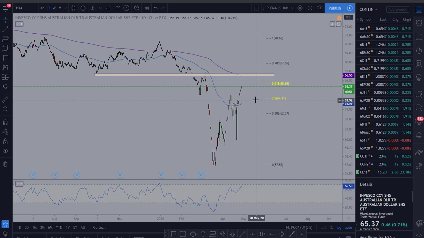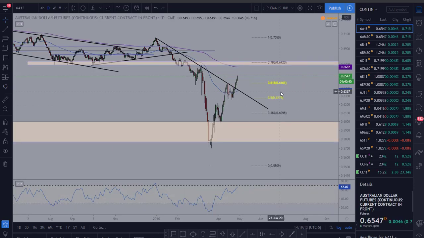So that's what we're looking at on the Australian dollar. We get excited when we see high probability seasonal patterns as well as high probability technical patterns. And so right now, we'll just wait, watch, and see.